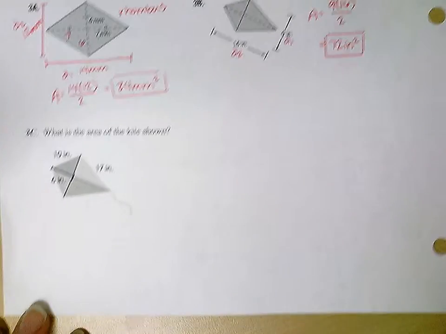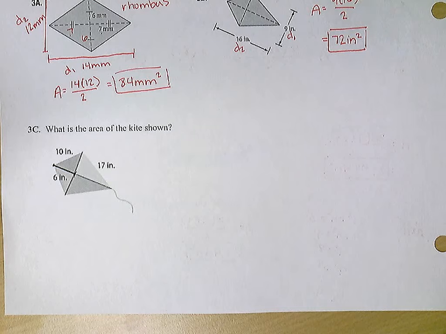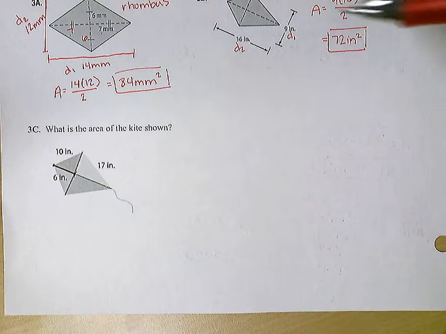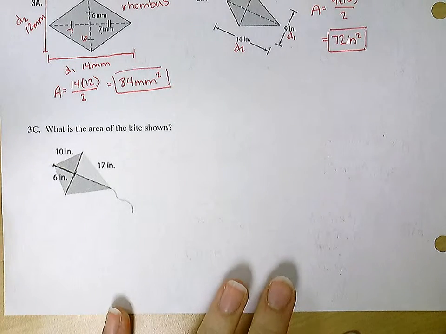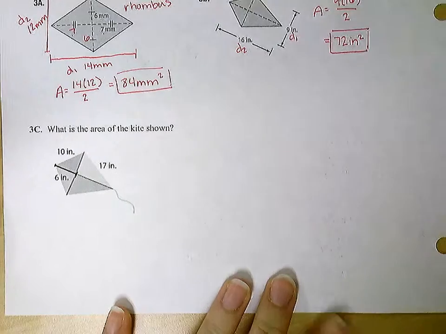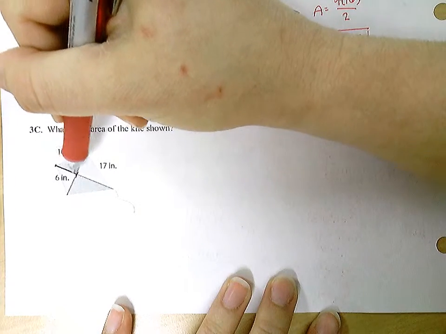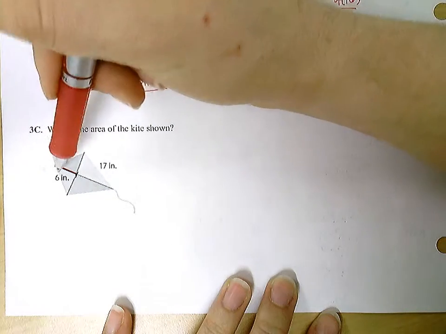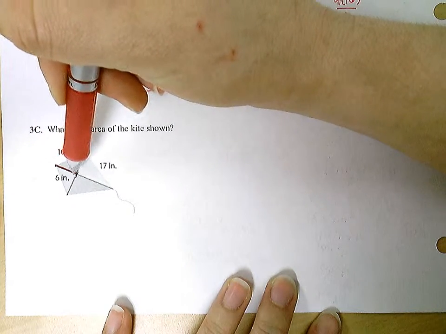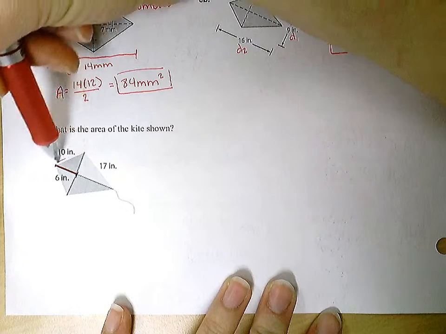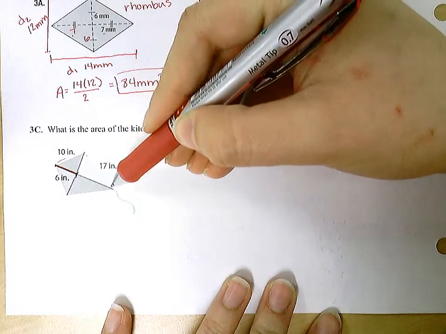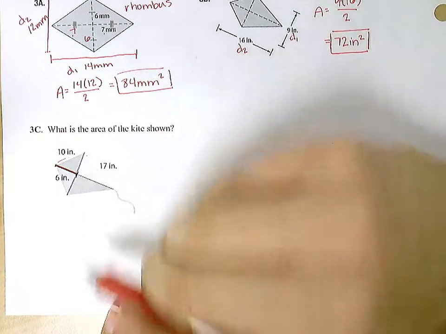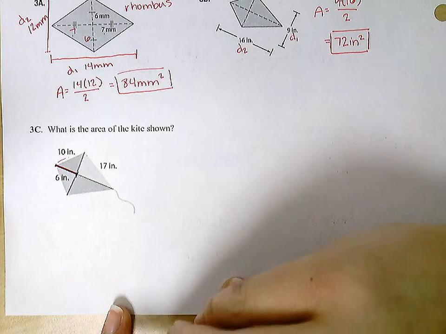All right. 3C. We want to find the area of the kite shown. Now, to find the area, again, we need the diagonals. Okay, I'm given one piece of this diagonal here is 6. Okay, this piece right here is 6. This length right here is 10. This length is 17. Now, we are quiet, please, and we're paying attention.